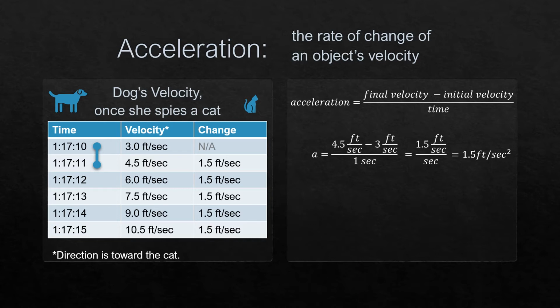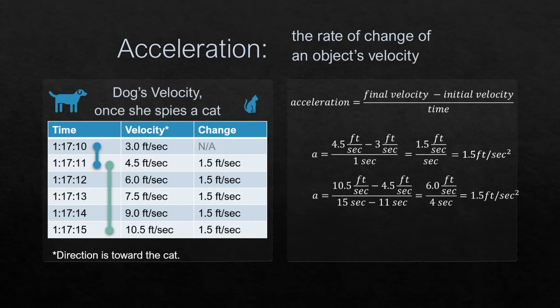Let's do the interval from 11 to 15 seconds. Same process as before. Final velocity, 10.5 feet per second. Initial velocity, 4.5 feet per second. Time elapsed, we started at 11 and ended at 15. Just like change in velocity, change in time is final minus initial. So 15 minus 11 equals 4 seconds. Now perform the arithmetic. 10.5 minus 4.5 equals an increase in velocity of 6 feet per second. 15 minus 11 equals 4 seconds.